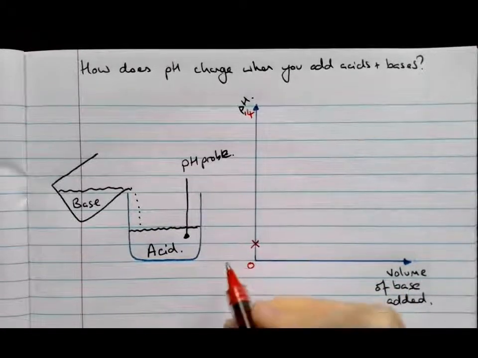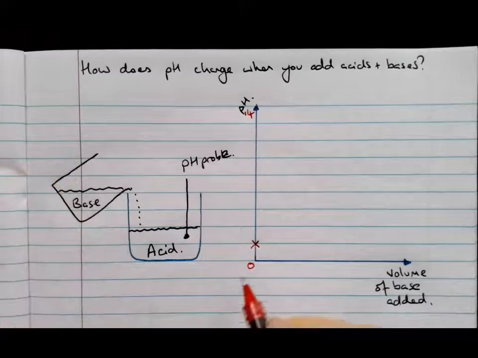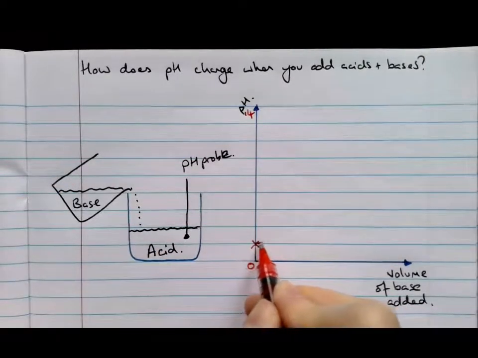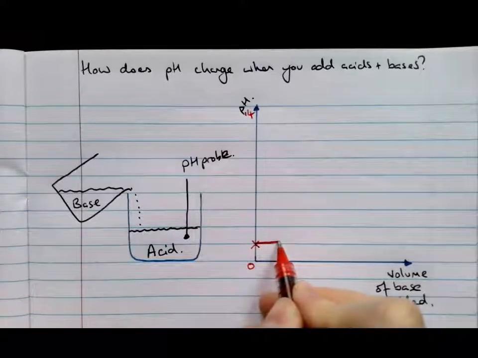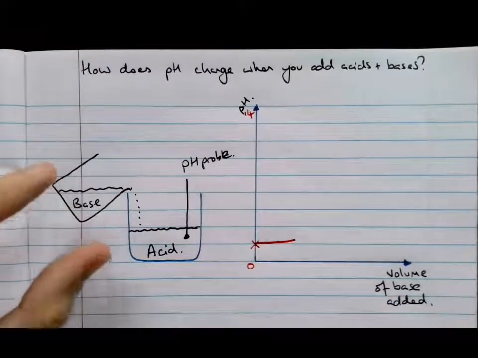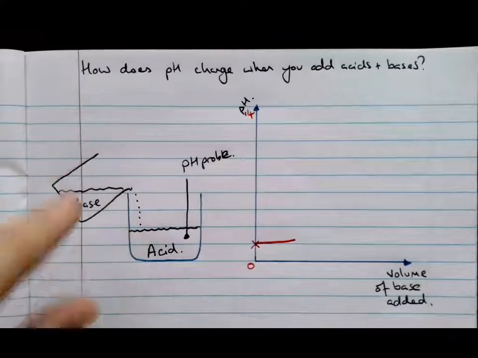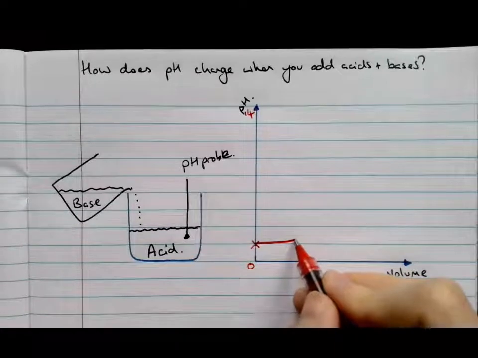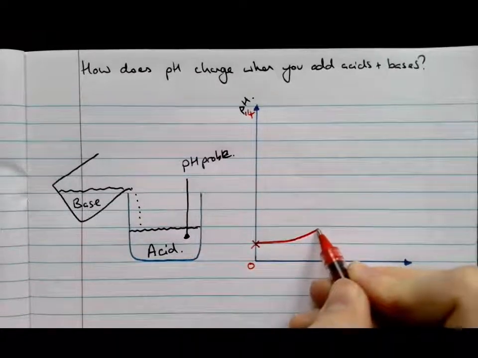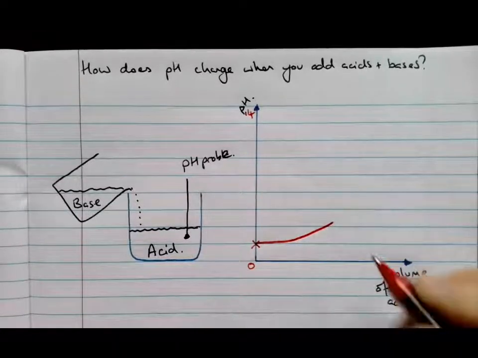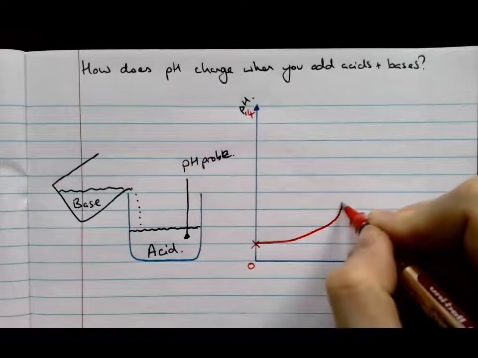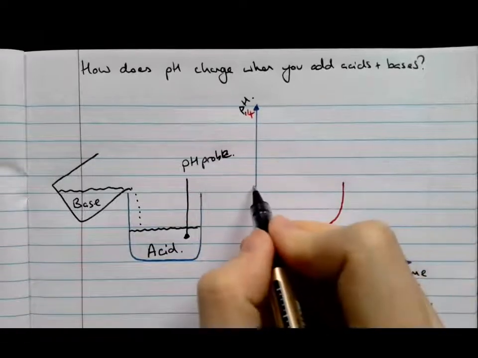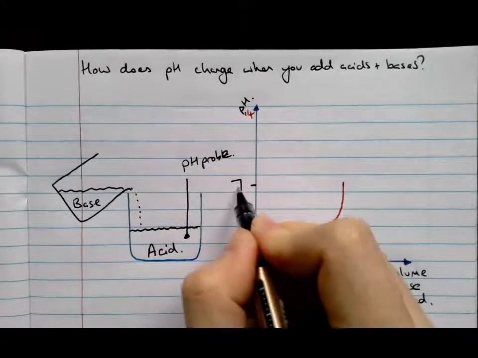And then as I add the base, not a lot happens, because we've still got a majority of acid. So as long as the acid is in majority, not much happens. But then as I add more base, it starts to neutralize. So the acid starts to be neutralized, so the pH starts to go up. And then with these reactions, what you find is that it will shoot right up. And then here, this is going to be our pH of 7.